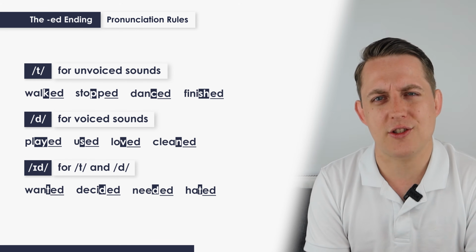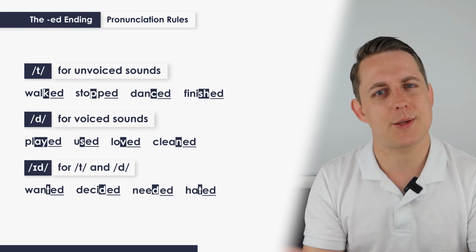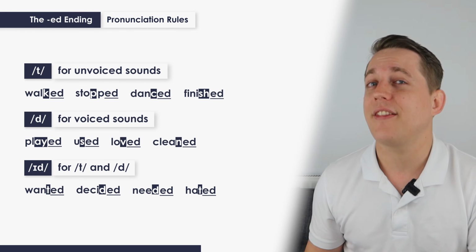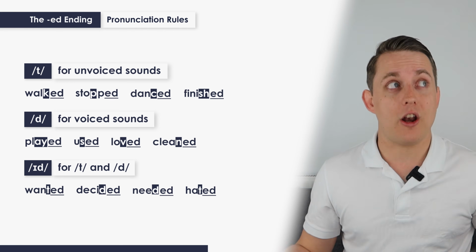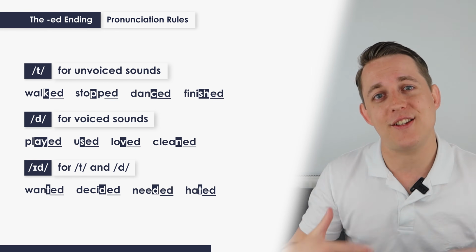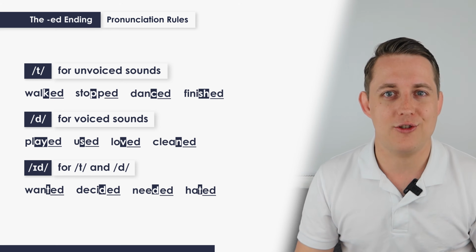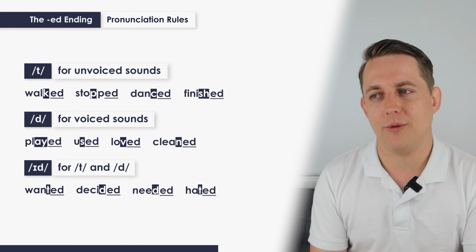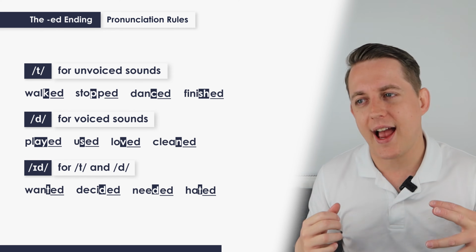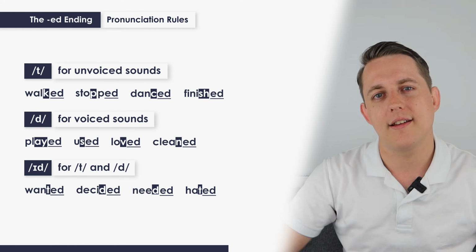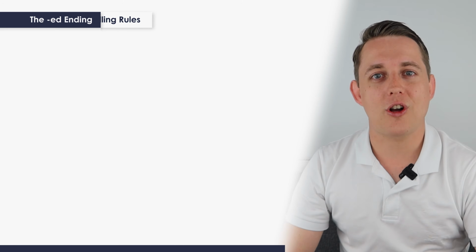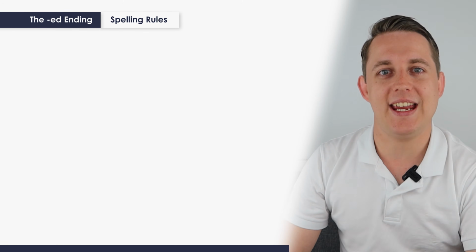Now, native speakers don't know this rule. They couldn't explain it to you. But they can use these words perfectly. That's because they've had a lot of practice listening and using this language. And you can do that too by listening to songs and podcasts, by watching TV, and then finding a way to speak. Now let's talk about the spelling rules for ed.